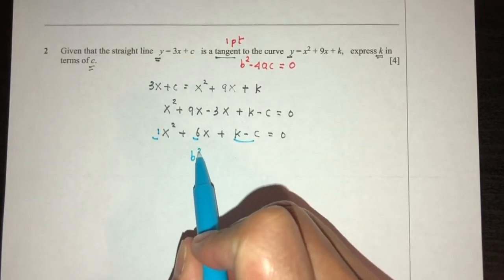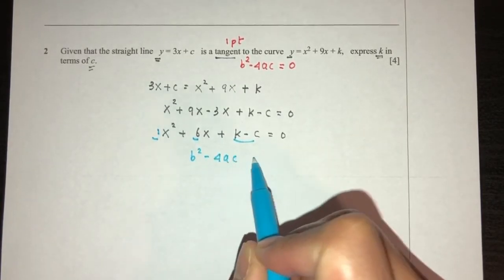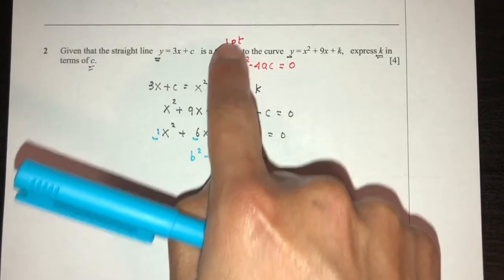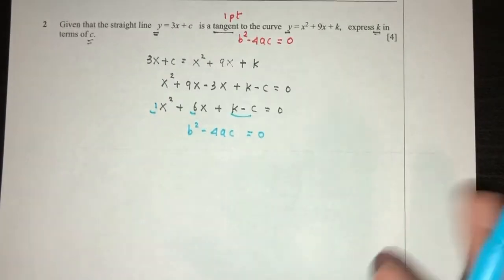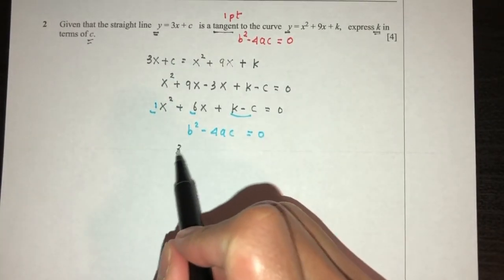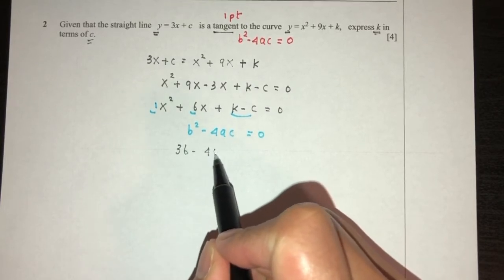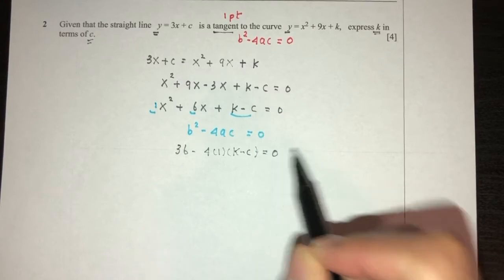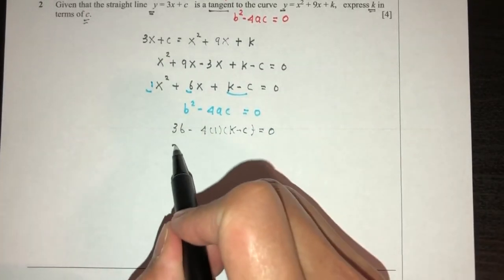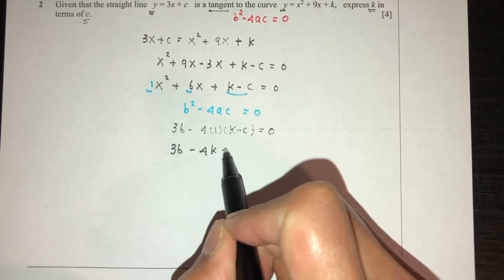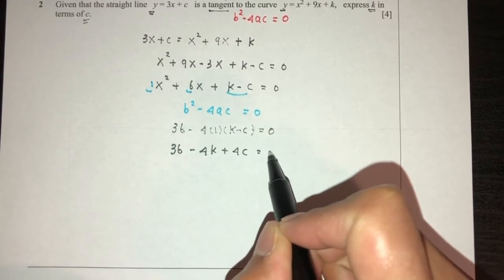So we know b squared minus 4ac has to be 0 because the line meets the curve at one point, which is a tangent. That's why we know this is true. Now replace the values. b squared will be 36 minus 4 times 1, and times c will be k minus c. Simplify, you will have 36 minus 4k plus 4c equal to 0.